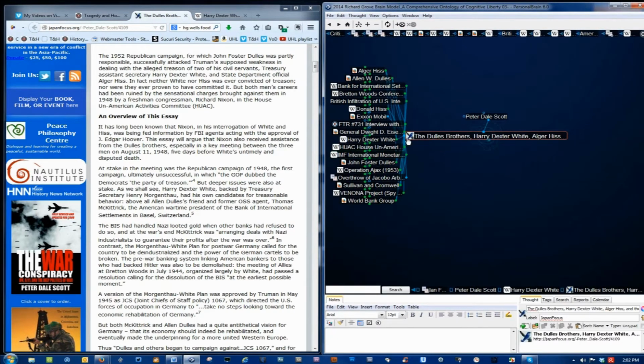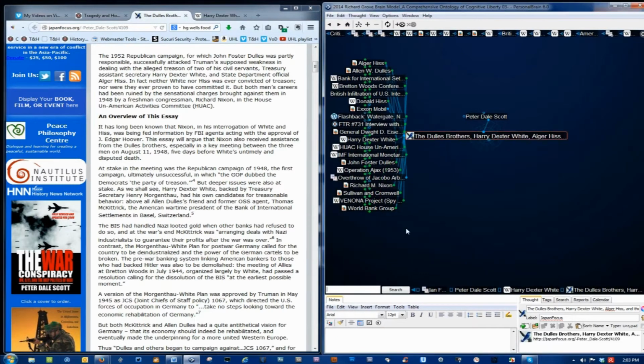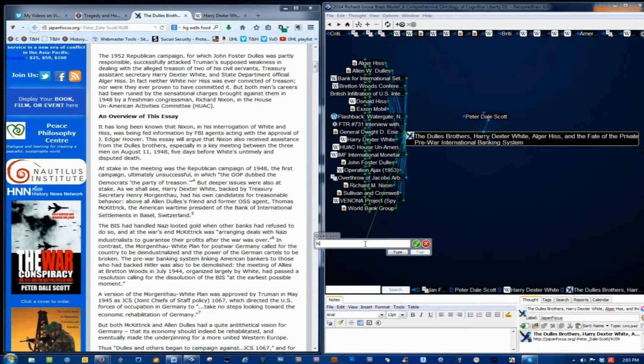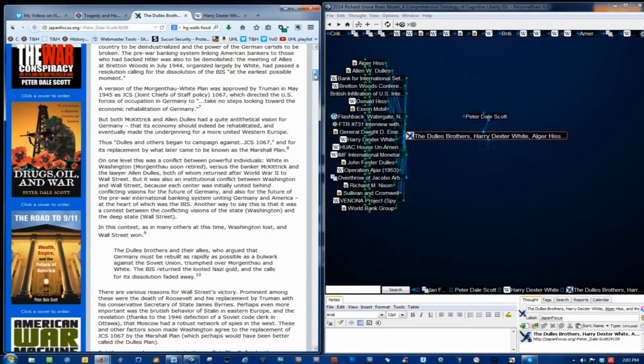And he goes into an overview of this essay. It has long been known that Nixon, in his interrogation of White and Hiss, was being fed information by FBI agents acting with the approval of J. Edgar Hoover. This essay will argue that Nixon also received assistance from the Dulles brothers, especially in a key meeting between the three men on August 11, 1948, 5 days before White's untimely and disputed death.